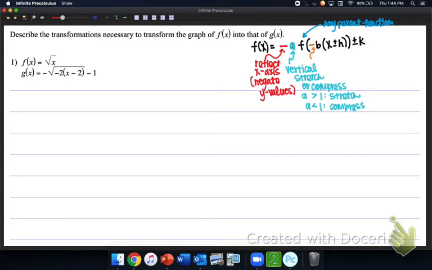I gotta write smaller. Okay, so then the negative inside, we talked about this last time. I'm gonna come down here. This is a reflection across the y-axis. So this is reflecting the y-axis. You should be writing all of this down. You want all of this. So this is gonna negate the x values.